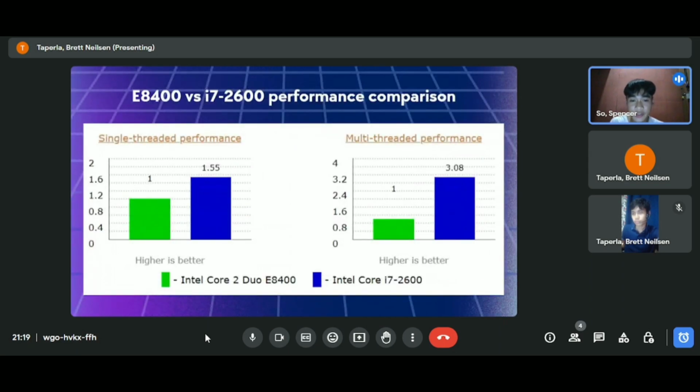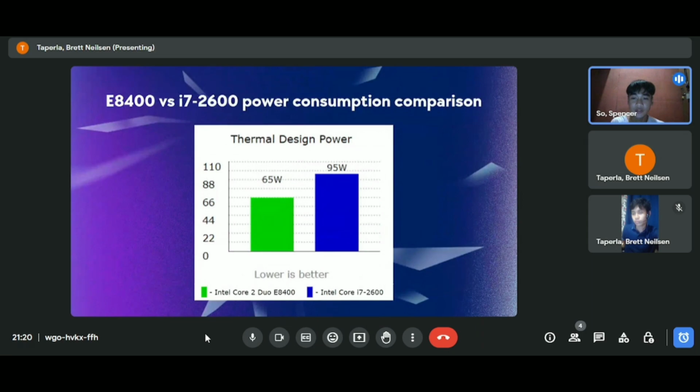So in terms of performance comparison, as we can see, the single-threaded performance and multi-threaded performance are higher for the Intel Core i7. So the Intel Core i7 is much preferable in terms of performance. In terms of power consumption comparison, as you can see, the Intel Core 2 Duo is lower, which is 65 watts compared to the Intel Core i7 at 95 watts. So the Intel Core 2 Duo is much preferable to the Intel Core i7 in terms of power consumption.